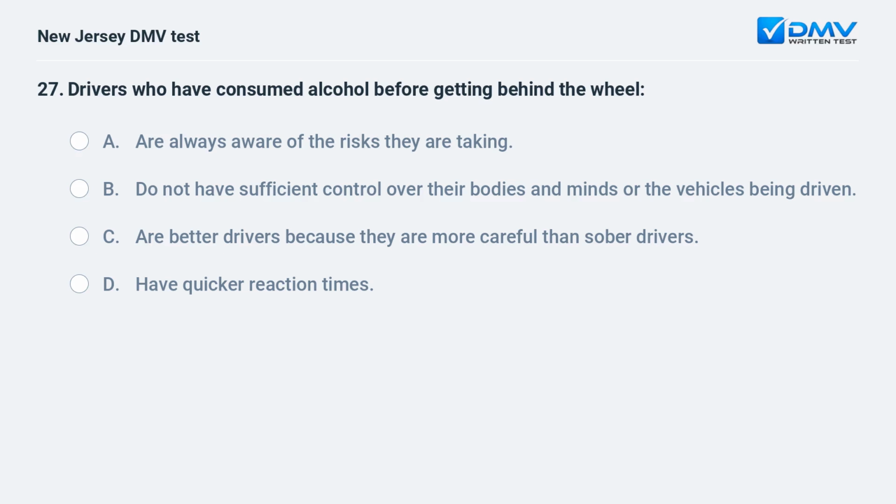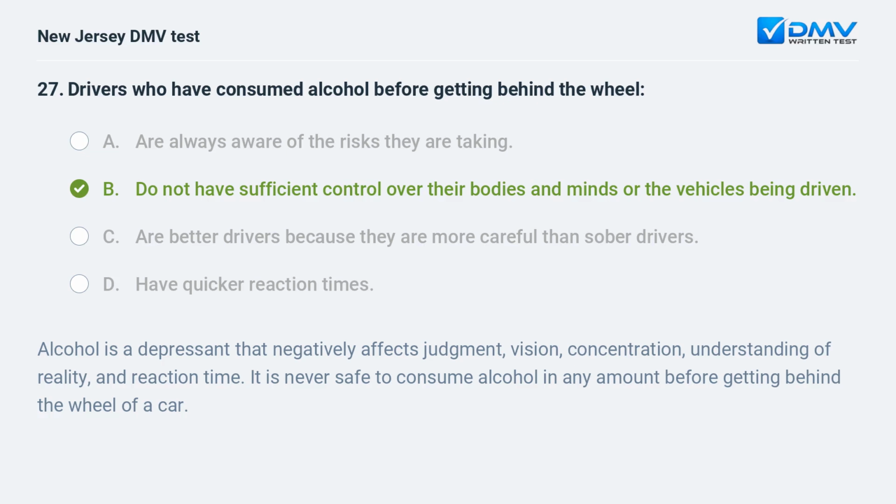Drivers who have consumed alcohol before getting behind the wheel A. Are always aware of the risks they are taking. B. Do not have sufficient control over their bodies and minds or the vehicles being driven. C. Are better drivers because they are more careful than sober drivers. D. Have quicker reaction times. B. Do not have sufficient control over their bodies and minds or the vehicles being driven.